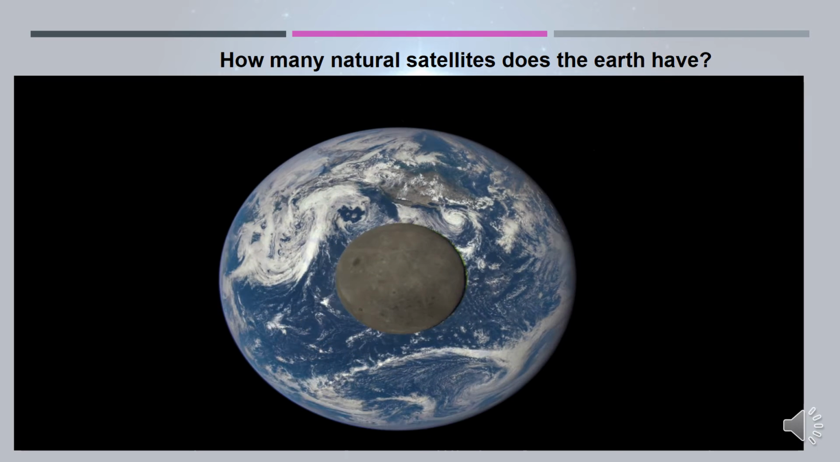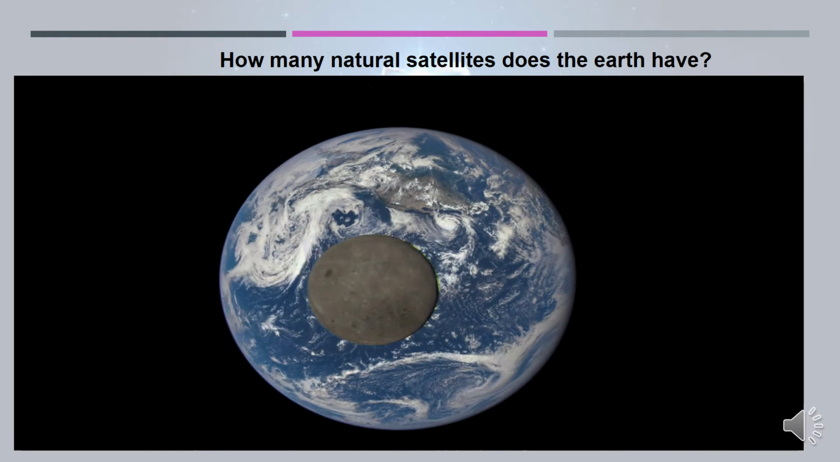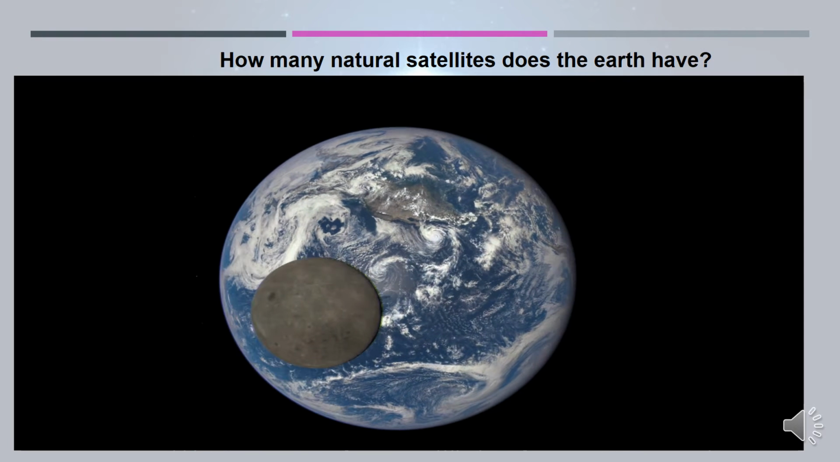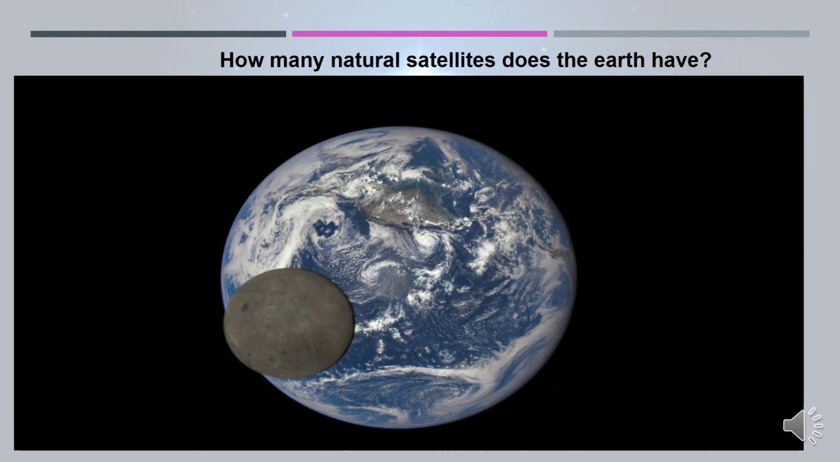How many natural satellites does the Earth have? We have learned about the natural satellite, that is the moon. Earth has only one natural satellite, that is the moon. Alright, so do remember that.